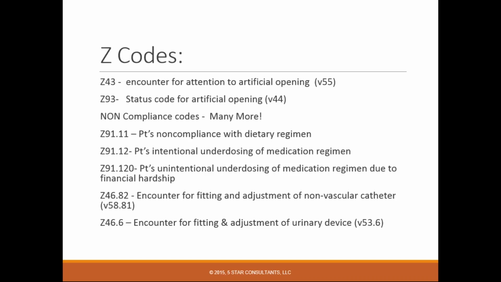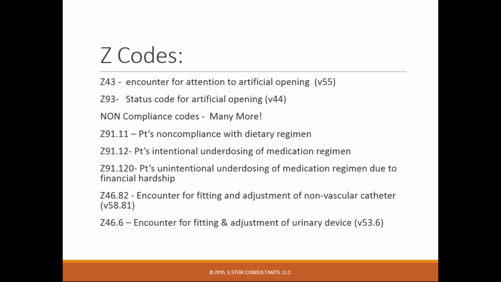So Z43 is encounter for attention to artificial openings, colostomies, trachs, etc. If we're doing something with them, those are our V55 codes. If we're not doing something with them, then it's the status codes, Z93.